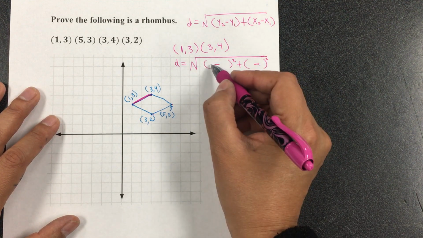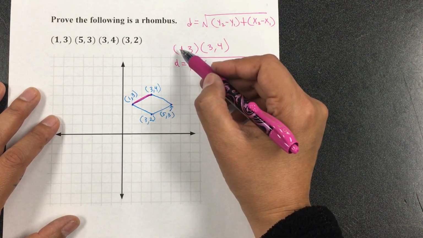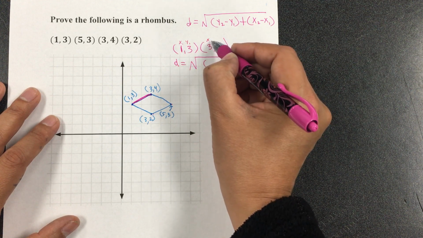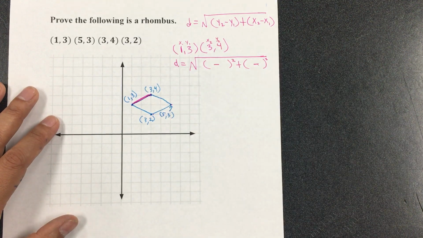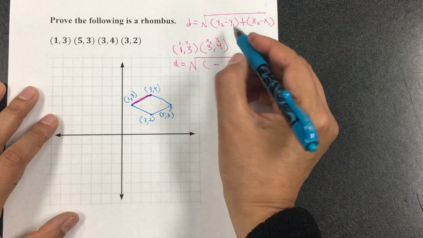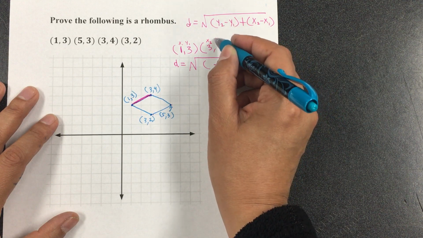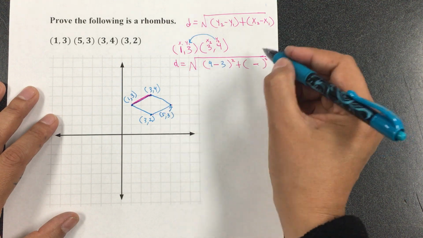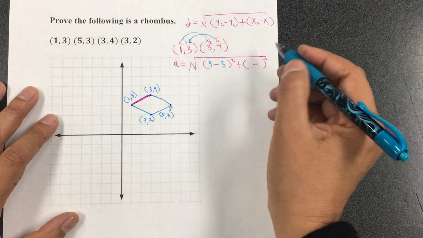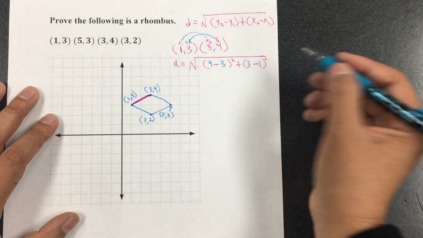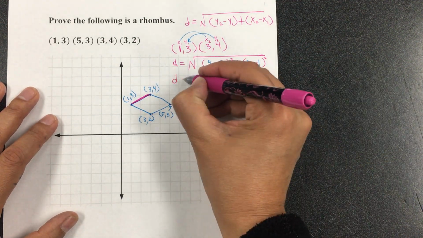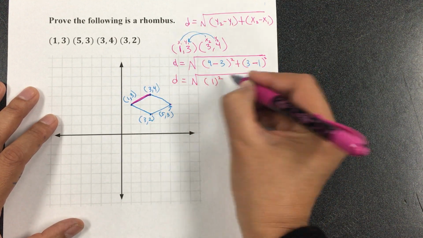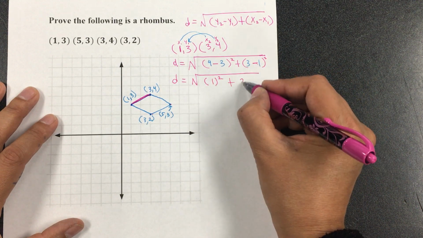But okay, so in here, this is point 1, meaning x1 and y1. This is point 2, meaning x2 and y2. And so it says that we're going to subtract y2 minus y1, so 4 minus 3, and x2 minus x1, so 3 minus 1. And so I start, d is equal to the square root of 4 minus 3 is 1 squared. 3 minus 1 is 2 squared.